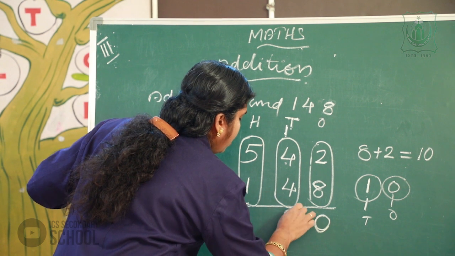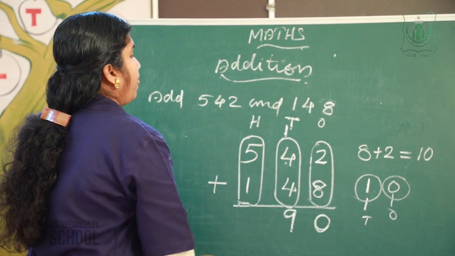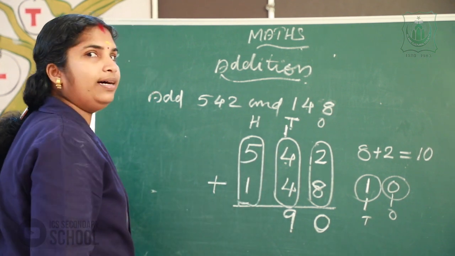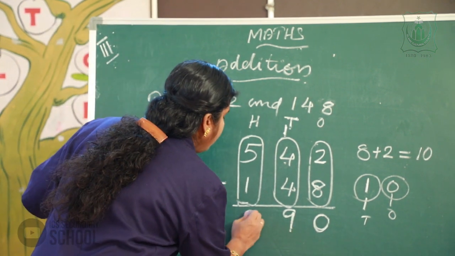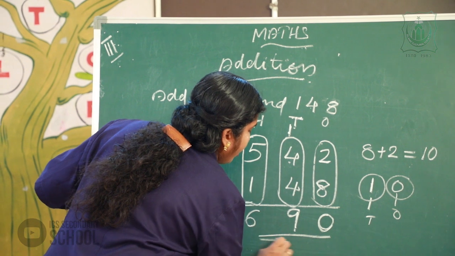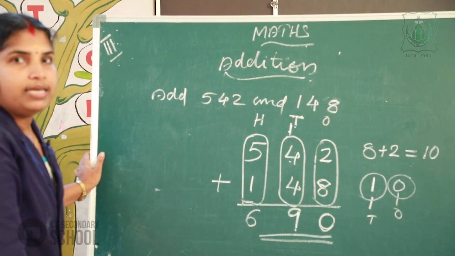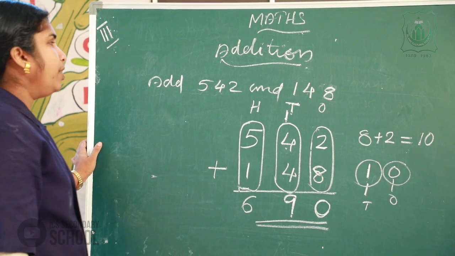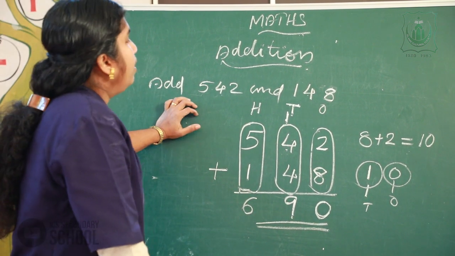Next, the hundreds place digits are added to get the answer 6. We get the answer 690.